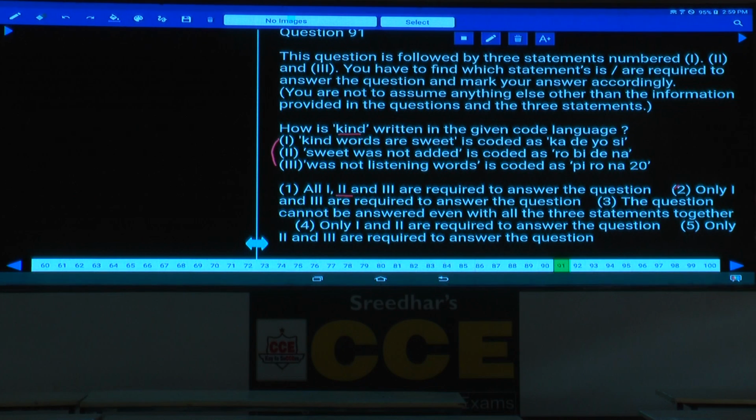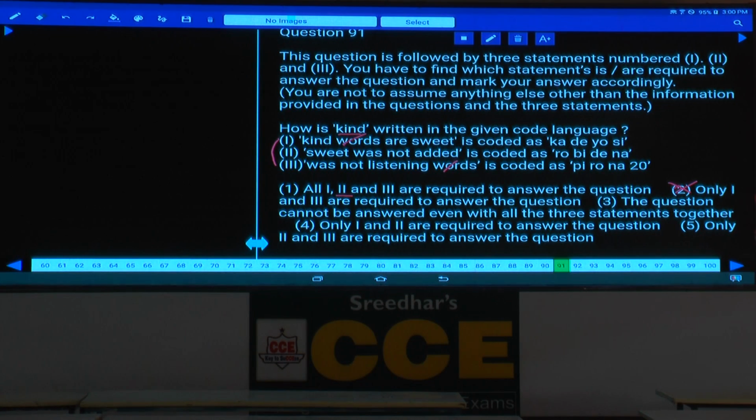Now tell me whether 1 and 3 can be compared or not. Kind words are sweet, here was not listening words. What is the word we are able to find out here? By combining 1 and 3, I am able to find out the code for words, but not for kind. Hence 1 and 3 is not sufficient. 2 is ruled out.